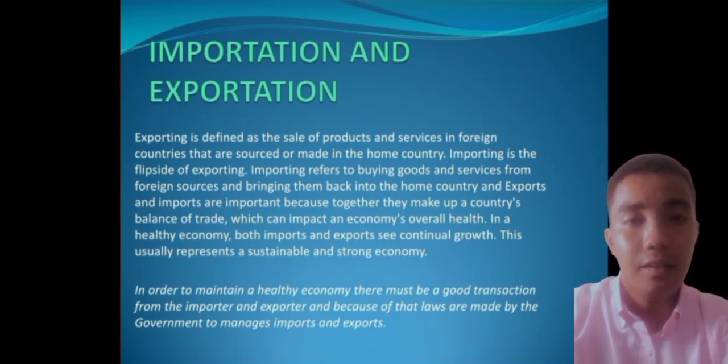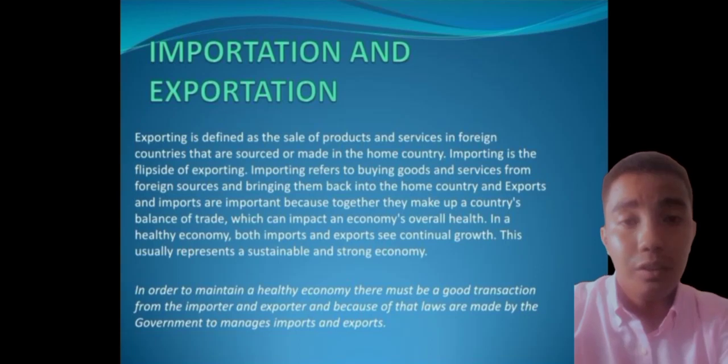Exporting is defined as the sale of products and services in foreign countries that are sourced or made in the home country. Importing is the flip side of exporting. Importing refers to buying goods and services from foreign sources and bringing them back into the home country.